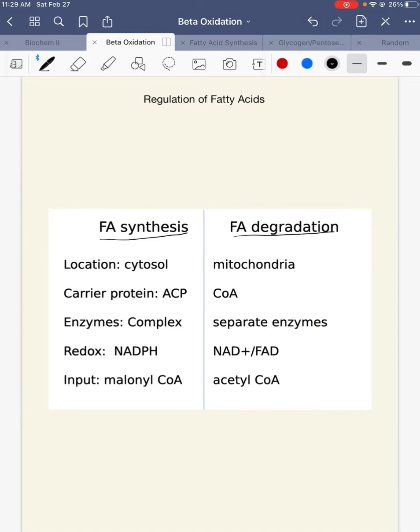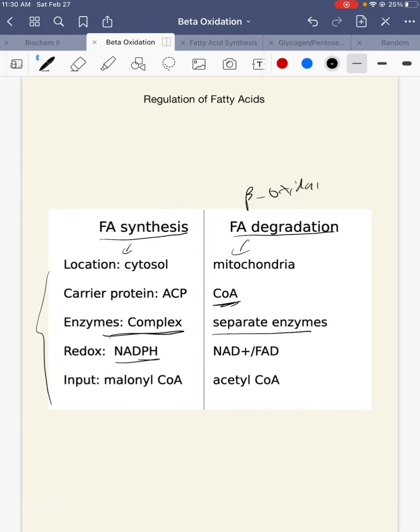So what the cell does is it does degradation in the mitochondria, and it does the synthesis in the cytosol. So that's one way to regulate between these two things, because you don't want to run them in the same organelle. Okay, so we talked about these in the fatty acid synthesis, if you want to go and review it. For fatty acid degradation, we use a carrier protein, the CoA, which we'll talk about. Fatty acid synthesis uses a complex of enzymes. It uses two enzymes. One of them is a big enzyme that has multiple sites on it that can perform different reactions. In fatty acid degradation, we actually have separate enzymes. So that's one difference. Fatty acid synthesis uses a reducing agent, and then fatty acid degradation is called beta oxidation.